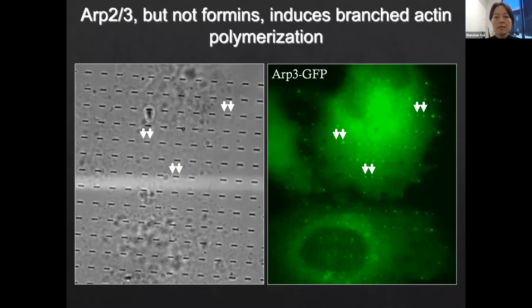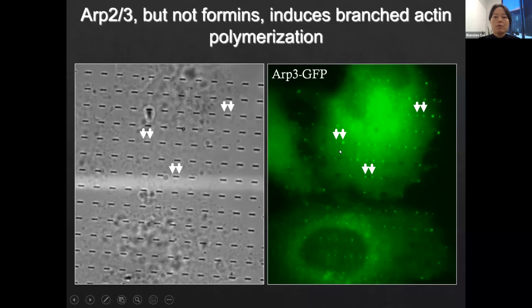So we transfected cells with Arp3-GFP here, and those are the nanobar arrays, and the three cells here. You can see Arp3-GFP is mostly cytosolic and appears as a smeared background, but on nanobars, they show strong signal at the end of the nanobars. In all three cells, they show this behavior, very little along the middle.